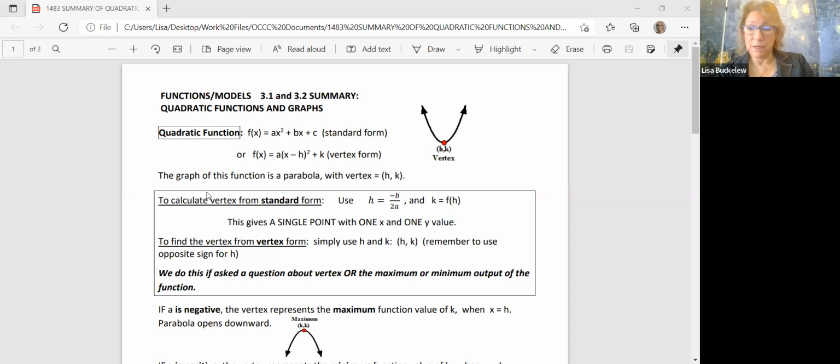So I wanted to share with you a couple of things that you have access to. The first thing I'm going to show you is a document I posted in my math lab that you can download and print off. And it's got all the summary stuff.